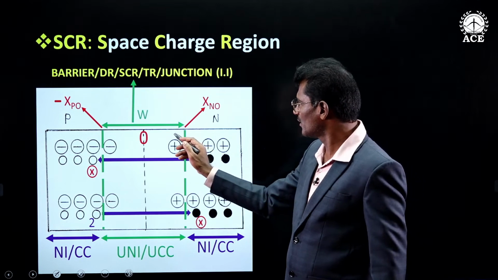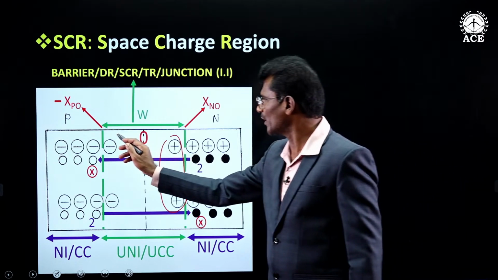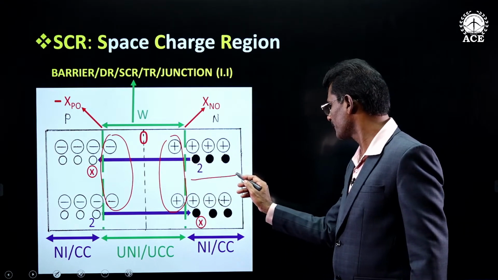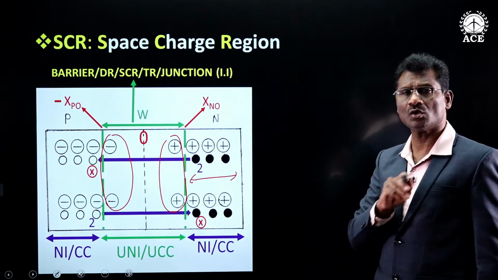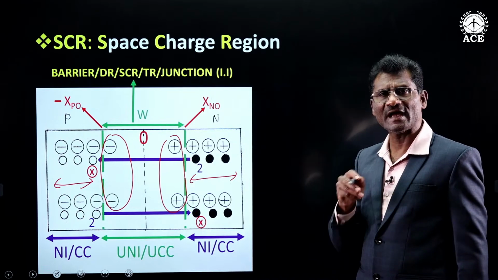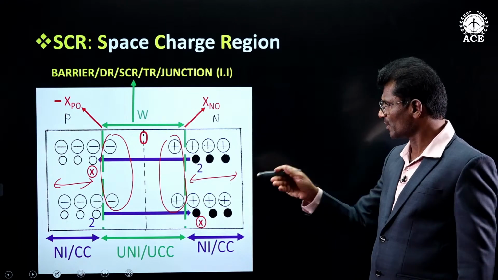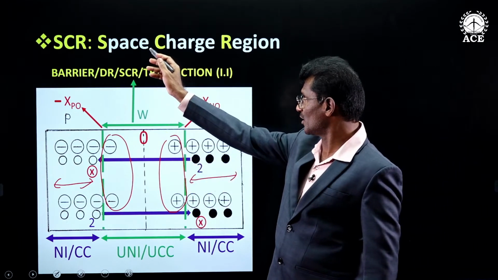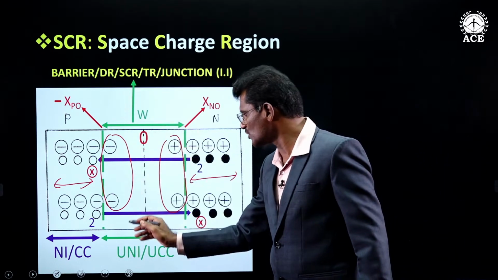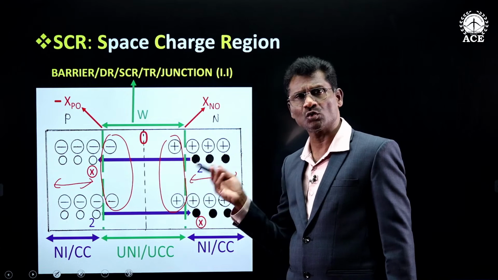Now, as I said earlier, this is positive charges, whereas this is the negative charges. This complete area is having neutral donor atoms. This complete area is having neutral acceptor atoms. So only this central area is having charges. Rest of it is neutral and hence given the name space charge region. Space charge region, because this is the only region in which charges are existing. Rest of the regions is having neutral atoms.